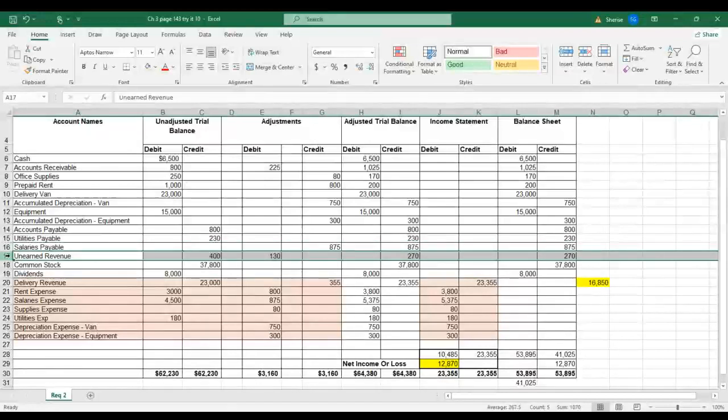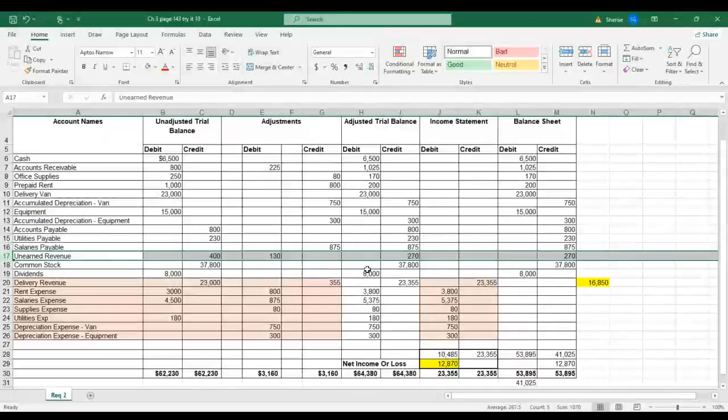Unearned revenue, we started with $400. We're going to debit $130 in our adjustments. We have an adjustment for $130, so we're going to debit that. And that's going to leave us with a credit in our unearned revenue of $270.